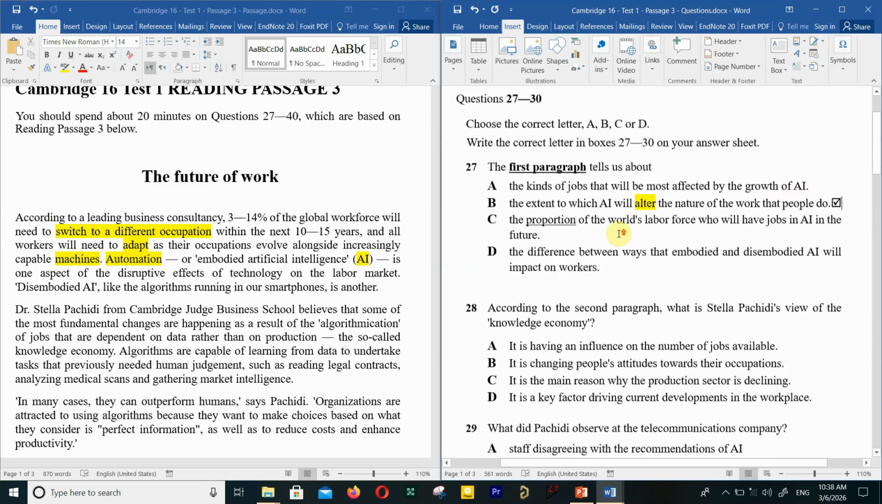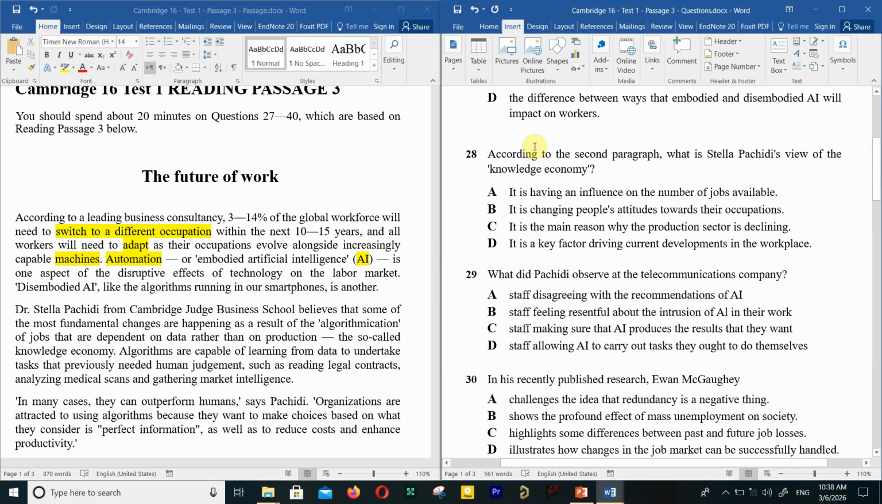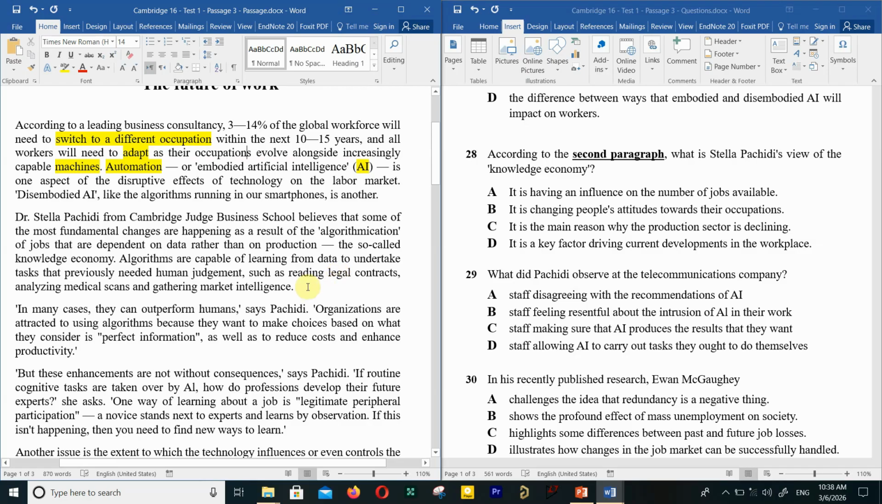Now moving forward to the next question, question 28. According to the second paragraph, you can easily find the location of the answer. This is paragraph 2. What is Stella Pashidi's view of the knowledge economy? So here he's talking about the knowledge economy in this paragraph.